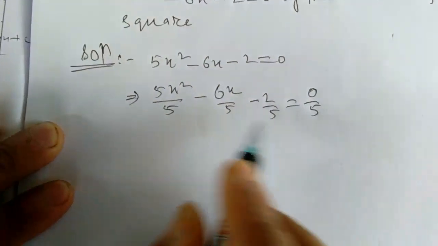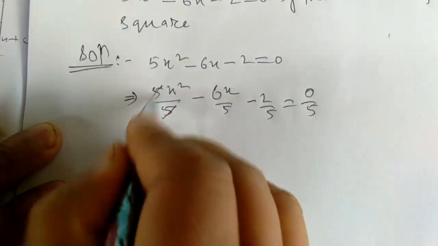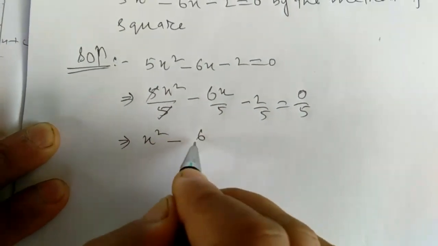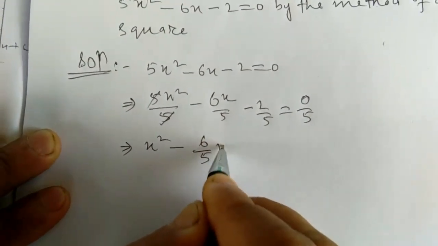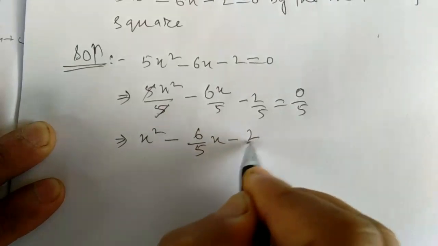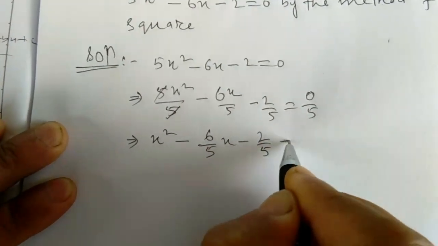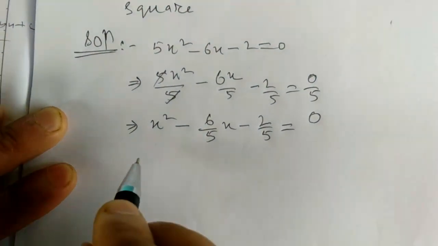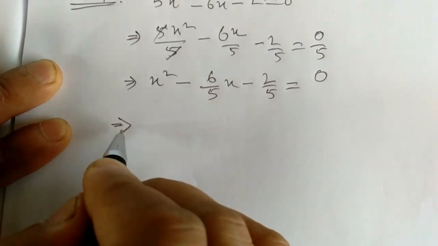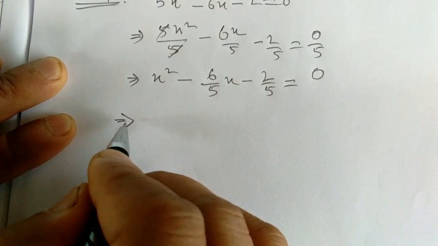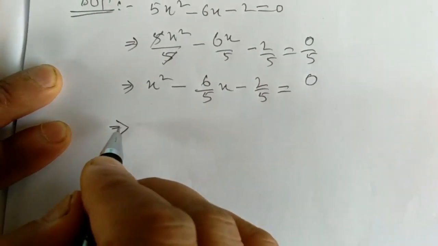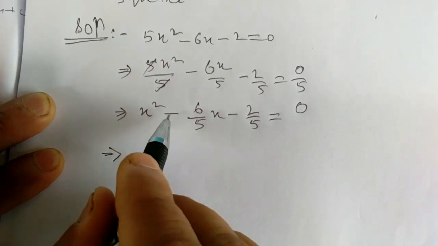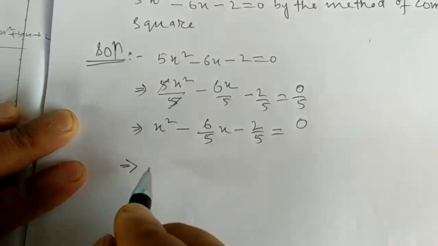So by 5 you have to divide both the sides. 5 cancels. It is x square minus 6 by 5x minus 2 by 5 equal to 0. If you divide 0 by any number, it is always 0. Your second step: we have to make either the a plus b whole square or a minus b whole square formula. So what formula to make? It is minus, so the a minus b formula will be applicable here.